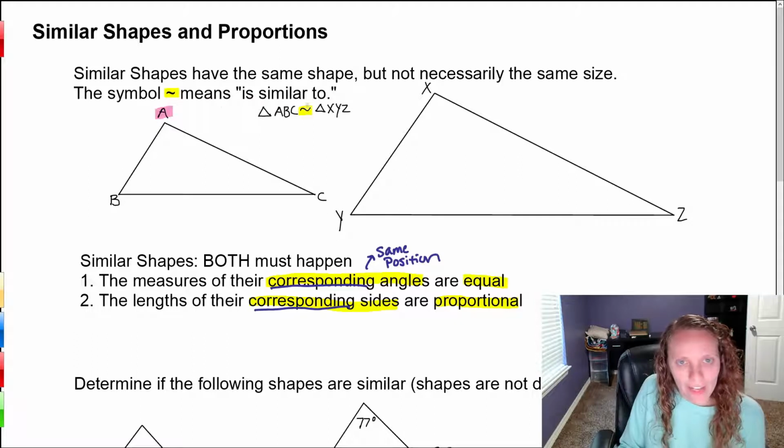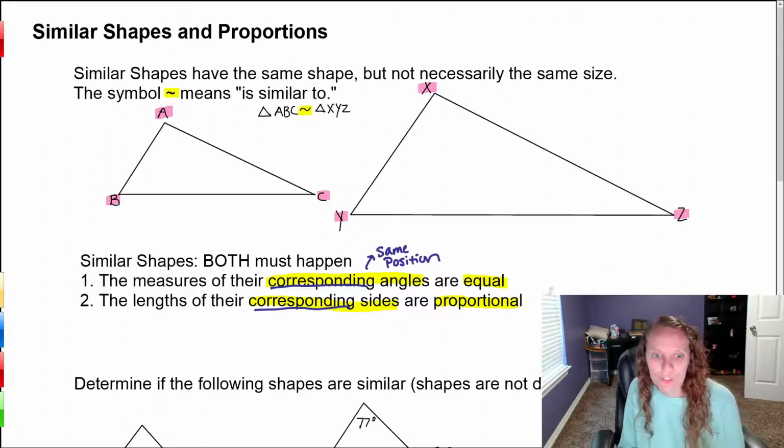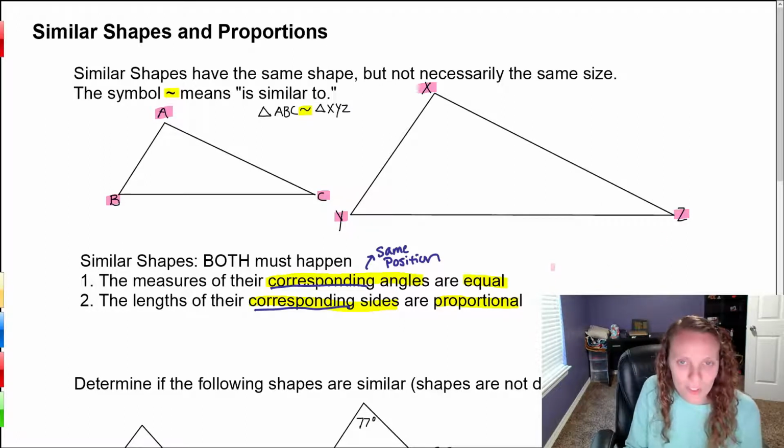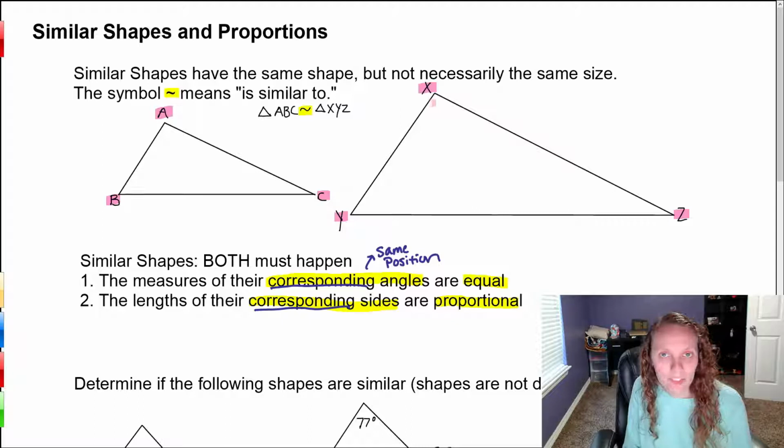So angle A is corresponding to angle X. Those are in the same position. Angle B is corresponding to angle Y. And then angle C is corresponding to angle Z. Same position. Those angles have to be congruent. So if angle A is 50 degrees, angle X also has to be 50 degrees.